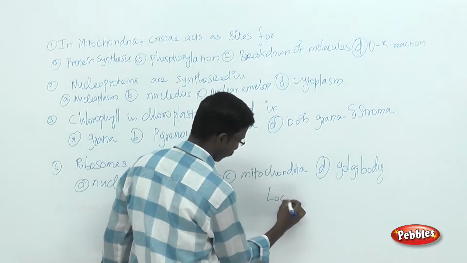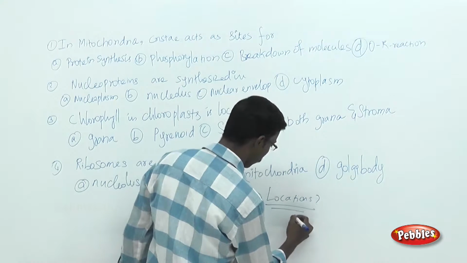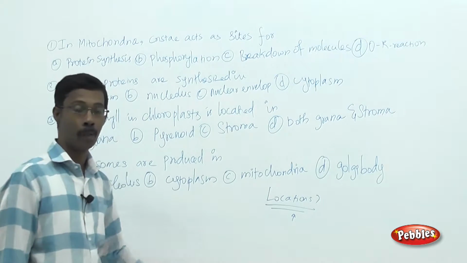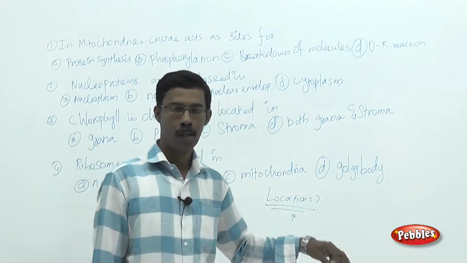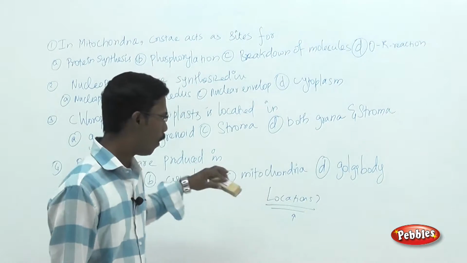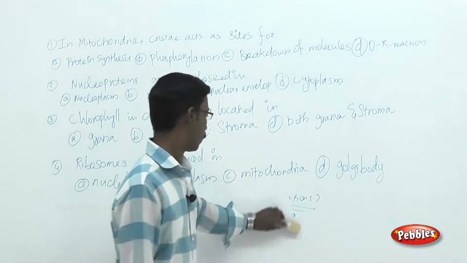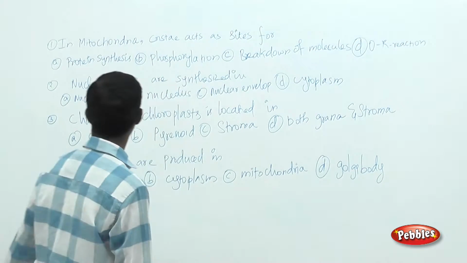In which location a particular organelle is present, or in which location a particular production happens in a prokaryotic cell or eukaryotic cell. These kinds of questions are very commonly expected in the NEET examination. So, for example, see the first question.